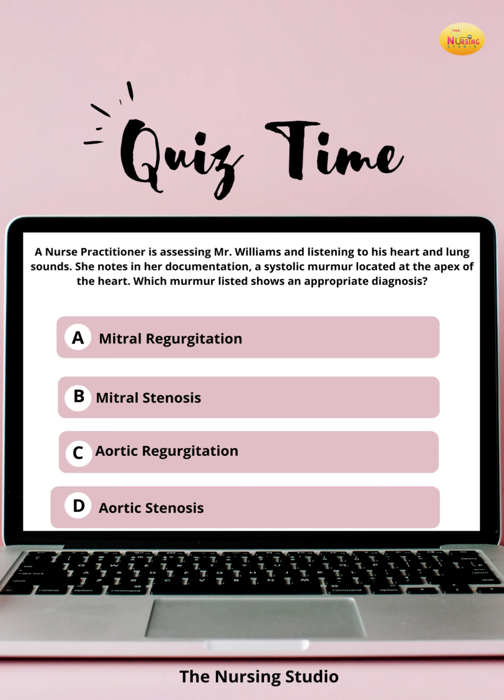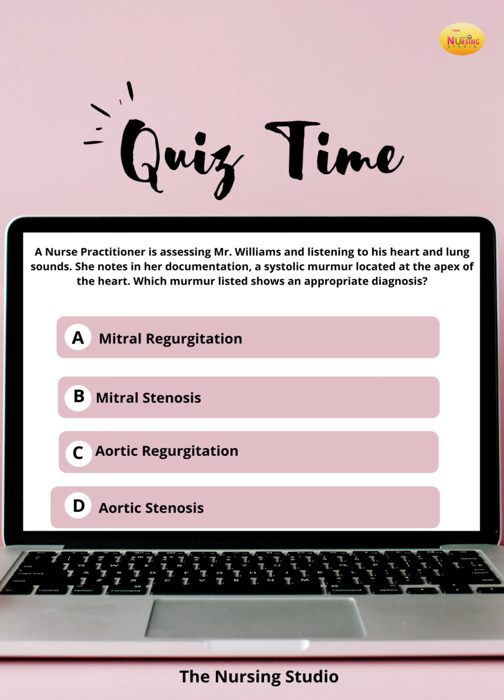Next, it says that it's located at the apex of the heart, right? So is it aortic or mitral at the apex of the heart? Mitral, right? Because aortic is at the base of the heart. Aortic is at the second intercostal space at the base of the heart. So anytime you're auscultating at the second intercostal space or the base of the heart, you're thinking aortic. That's that aortic location, right? And mitral is at the fifth intercostal space at the apex of the heart, right?